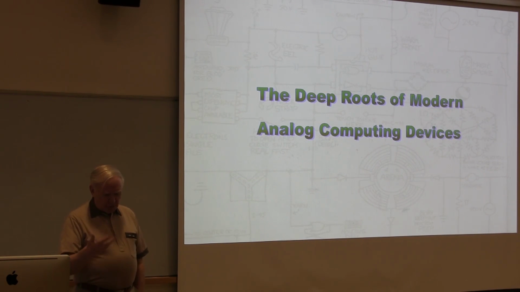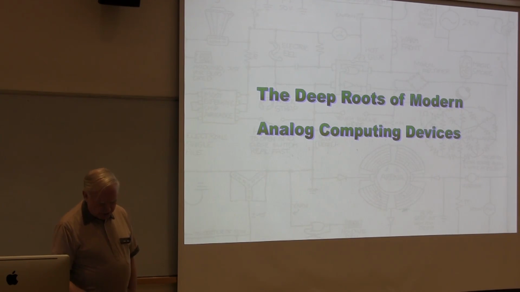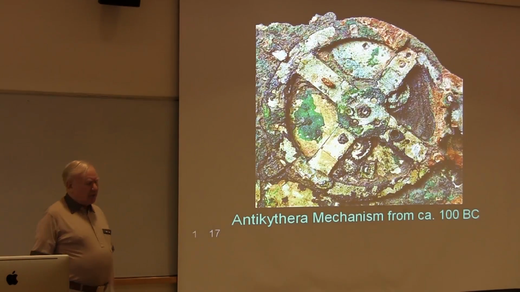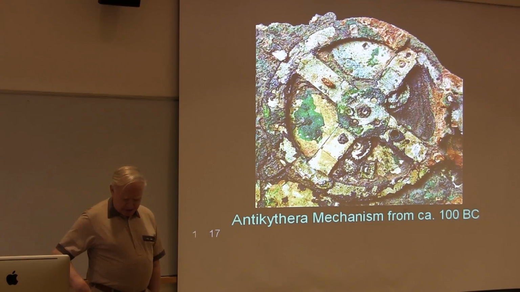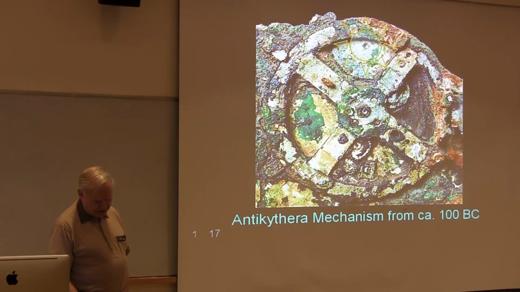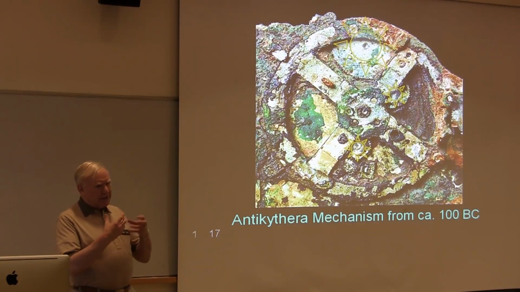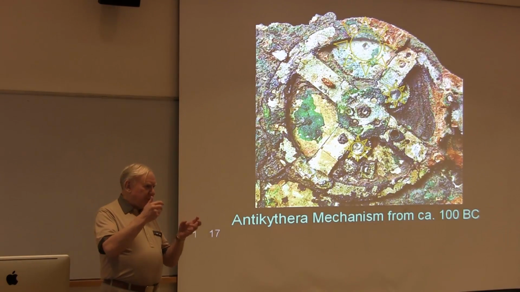Now, of course, analog computing goes back many years, and so I'm going to touch on a bit of the history. This is 100 BC, that's quite a few years back. And this really is a little analog computer. It's got gears. You can just about see them here. And it's apparently a mechanism for computing the position of planets or stars.